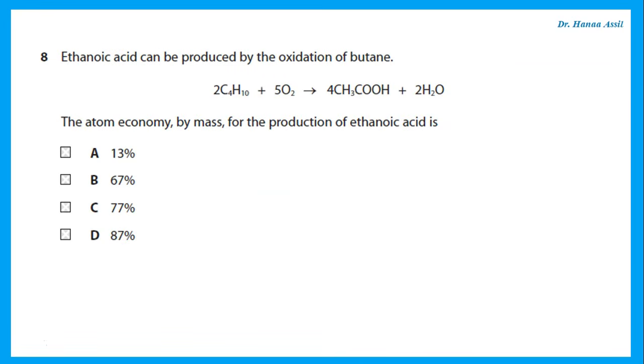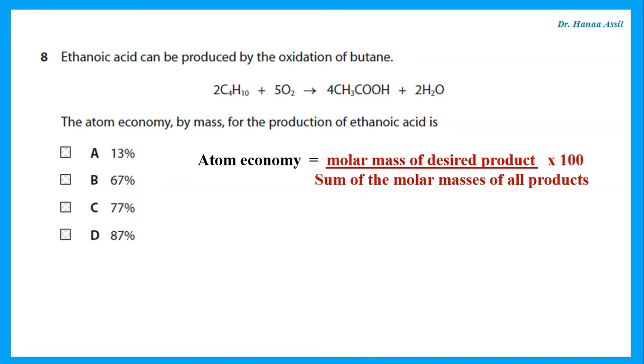Ethanoic acid can be produced by the oxidation of butane. The atom economy for the production of ethanoic acid is how much? How do we get the atom economy? Remember, atom economy is the molar mass of the desired product over the total molar masses of all the products times 100.